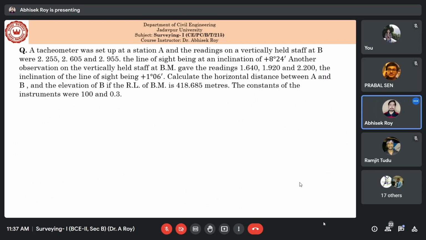Okay. Now let us do these numericals. This will be the last slide for today's class. Let us do these numericals. Please be ready with the pen and paper and note down the data. Once you have noted down the data, you can inform me.